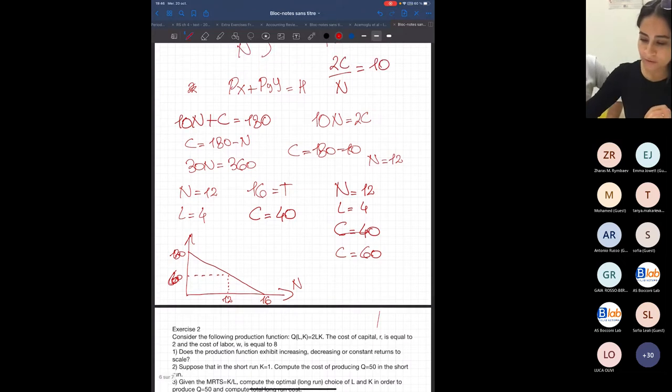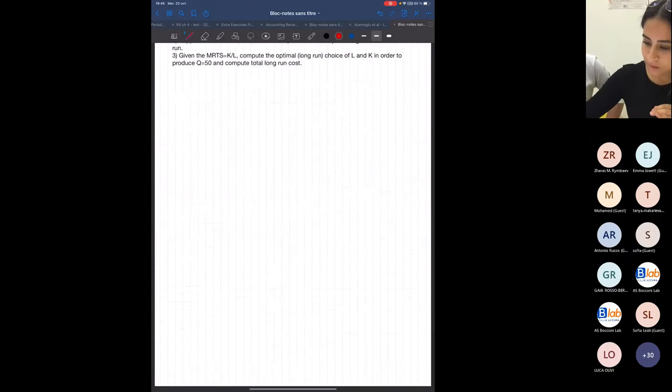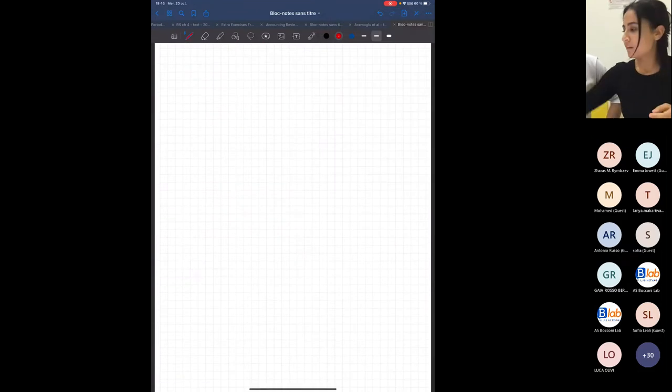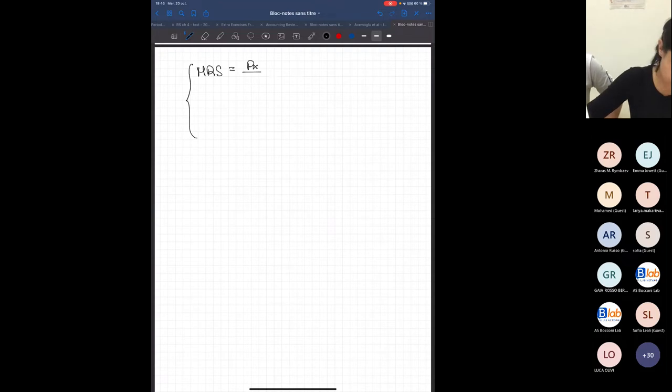Okay, so if you want, guys, we're going to go over the resolution of this again. So I'm going to take a new page. Basically, the two things that you're going to need to have in your system: you have two equations. You need the MRS to be equal to P of X over P of Y, and you need P of X times X plus P of Y times Y to be equal to your income. This is the basic equation.